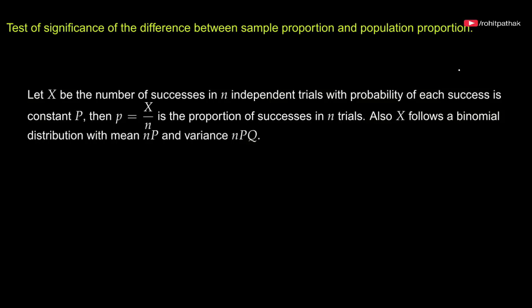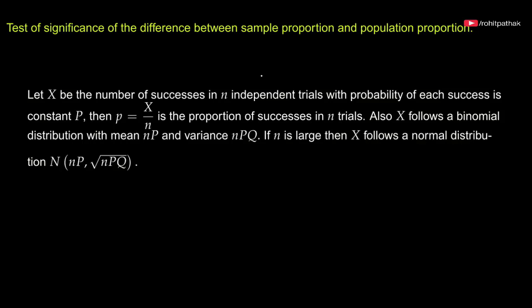Then this X will follow a binomial distribution with mean nP and variance nPQ, because we know that the number of successes in n trials is obtained by using binomial distribution. And if n is large, then we know that X follows a normal distribution, because normal distribution is the limiting case of binomial distribution when n takes large values or n tends to infinity. So X will follow a normal distribution, mean nP and standard deviation under root nPQ.